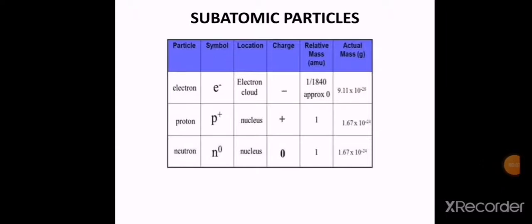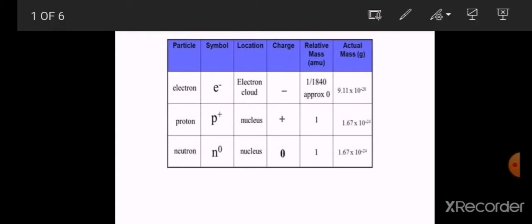Subatomic particles, we have three: electrons, protons, and neutrons. Electrons are denoted by small letter e with a superscript of negative, dahil sa kanyang charge na negative. Ito ay natatagpuan outside the nucleus, specifically sa electron cloud.